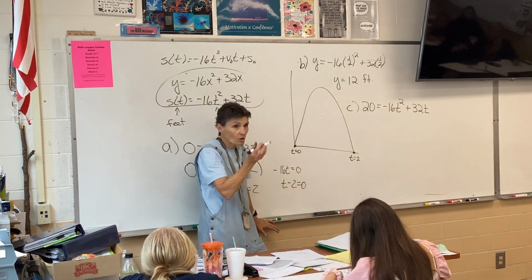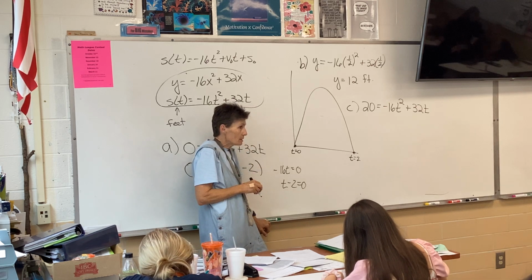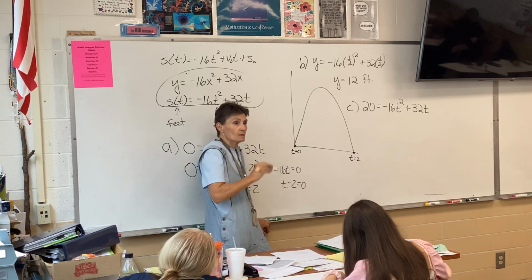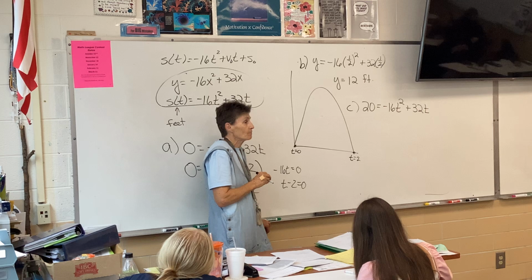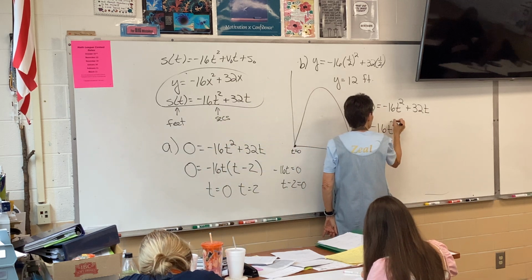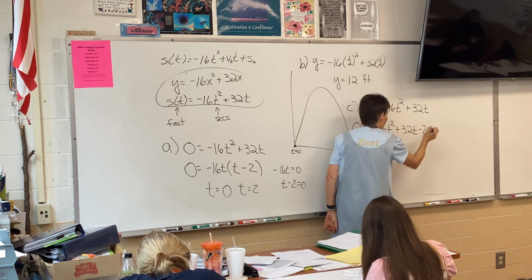And we're gonna solve this. Let's do it algebraically. We'll do it with the calculator. If we're gonna do it algebraically, that means by writing things down, what am I going to do first? Subtract 20. So 0 equals negative 16t squared plus 32t minus 20.